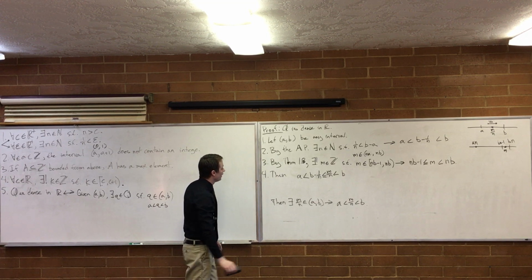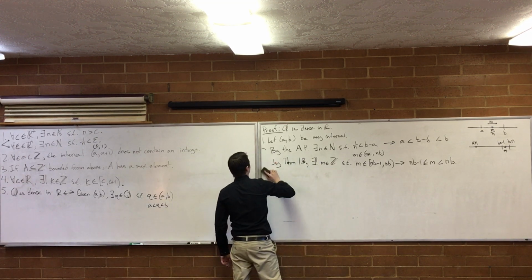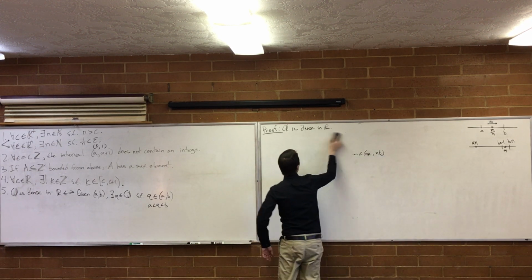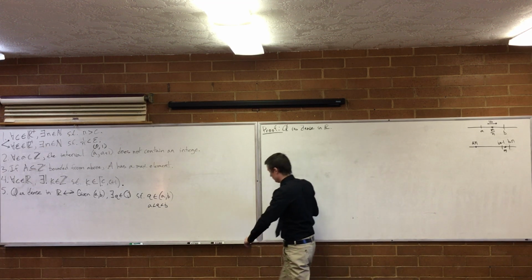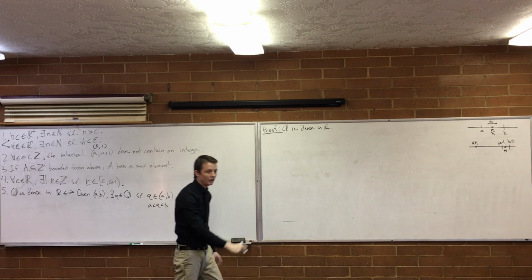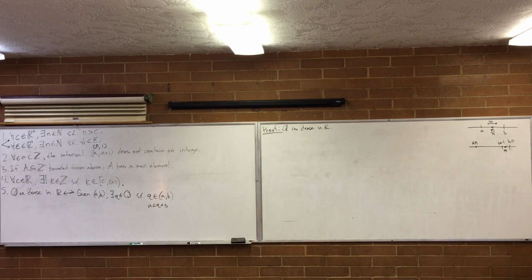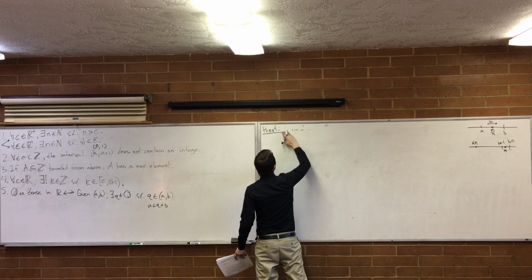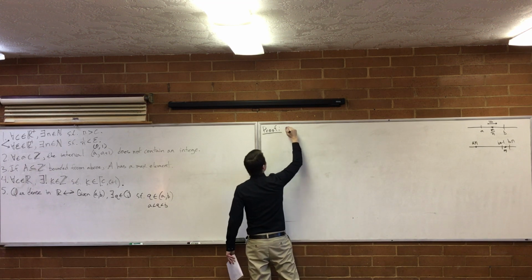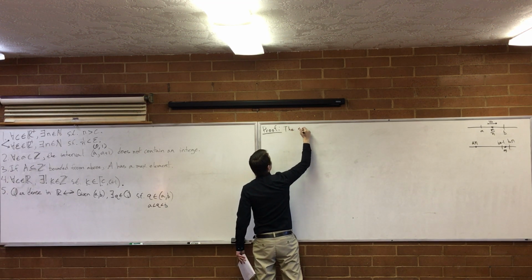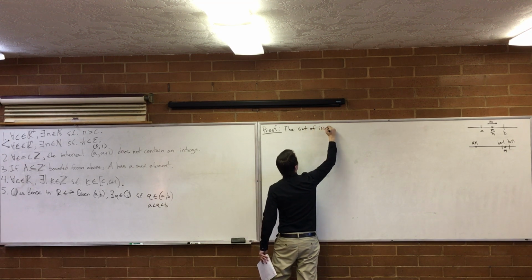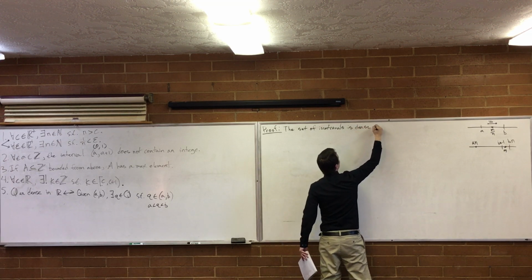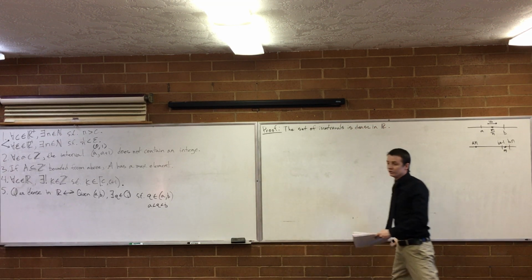So, that is for rationals. Now let's do it for irrationals. How do you even write an irrational? You just say it's not rational. That's what it means to be irrational. Oh, true. So now we're going to prove that the set of irrationals is also dense in R.